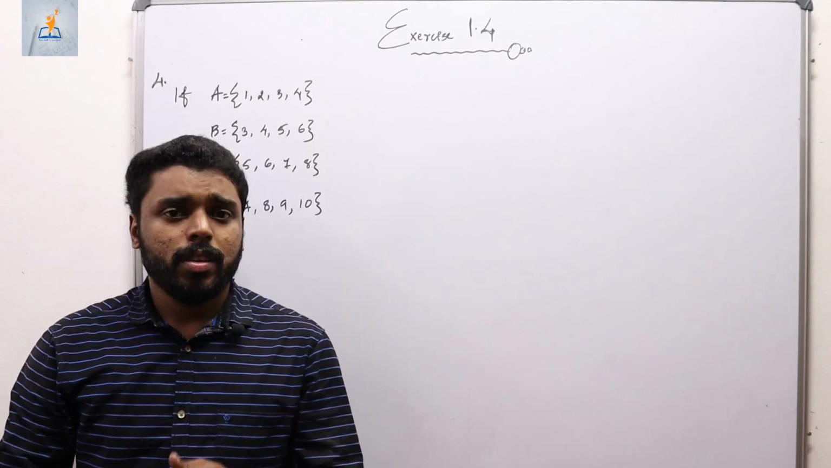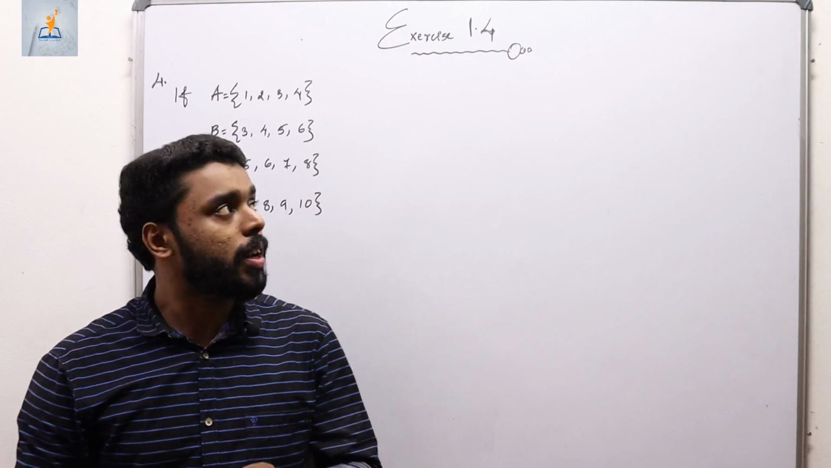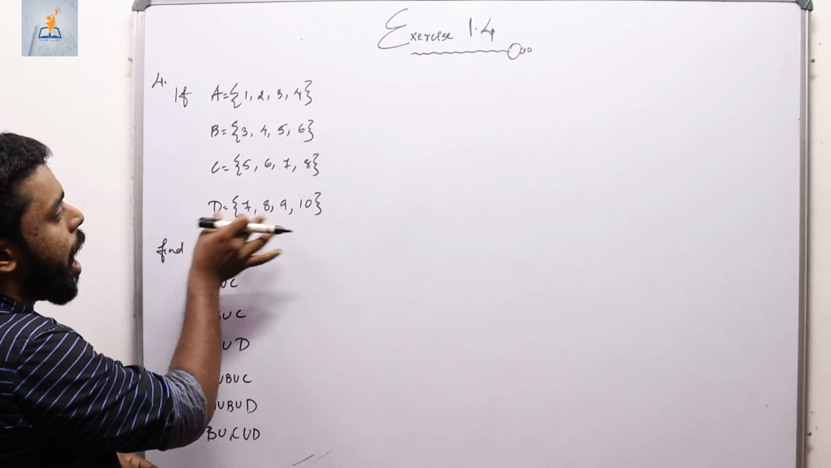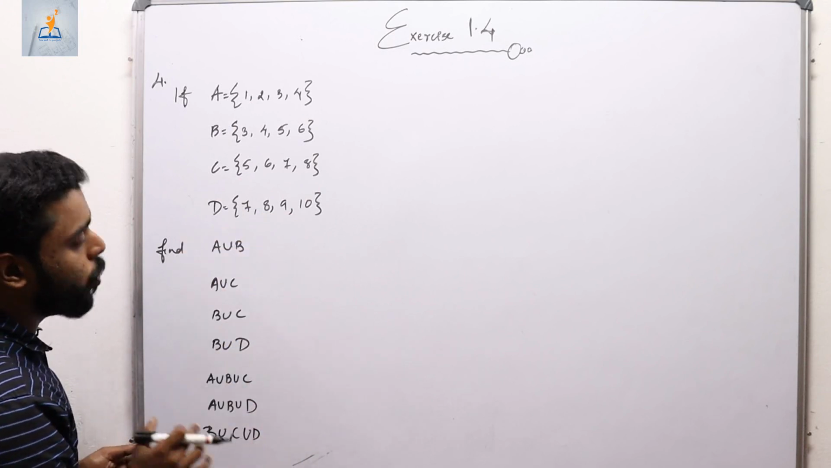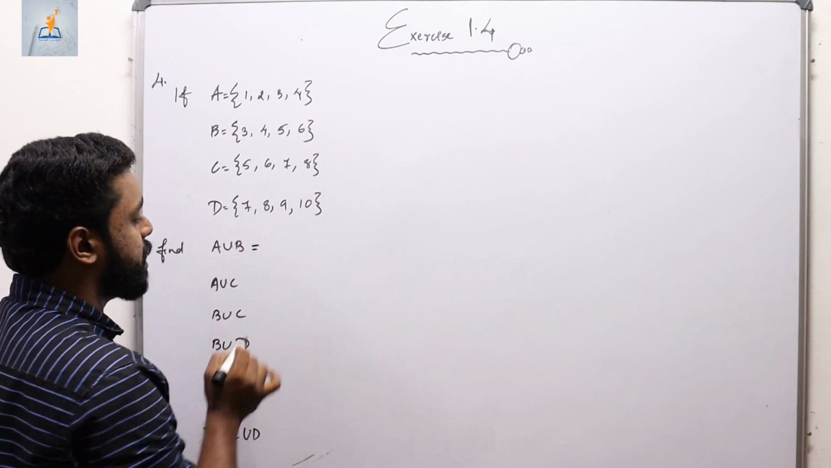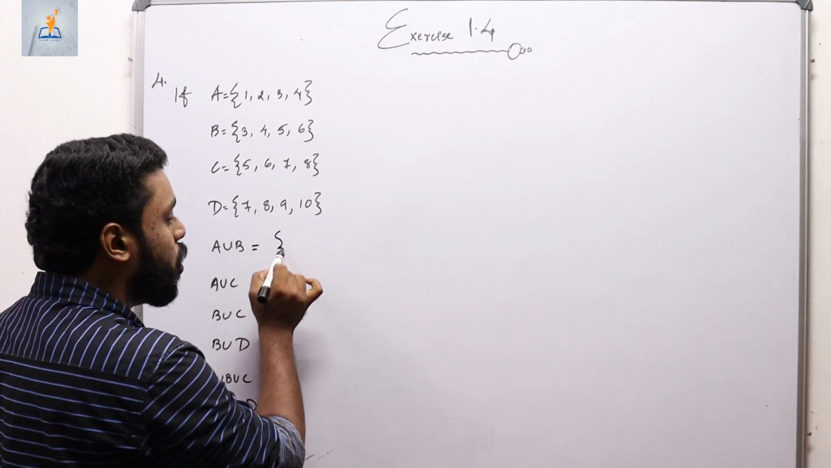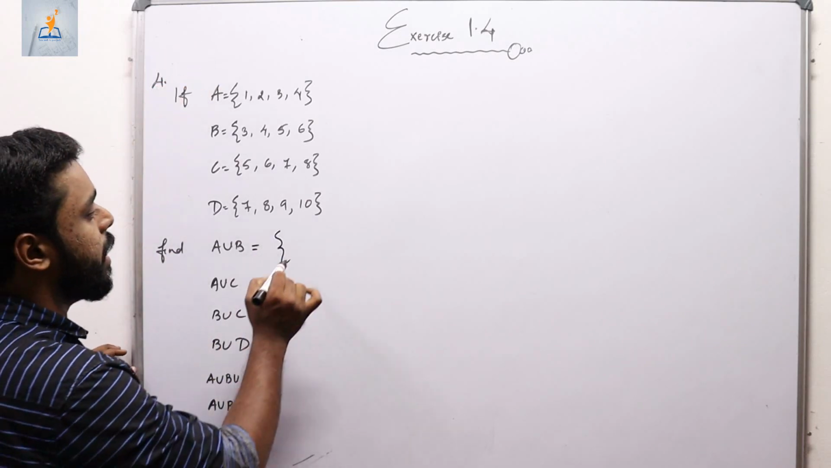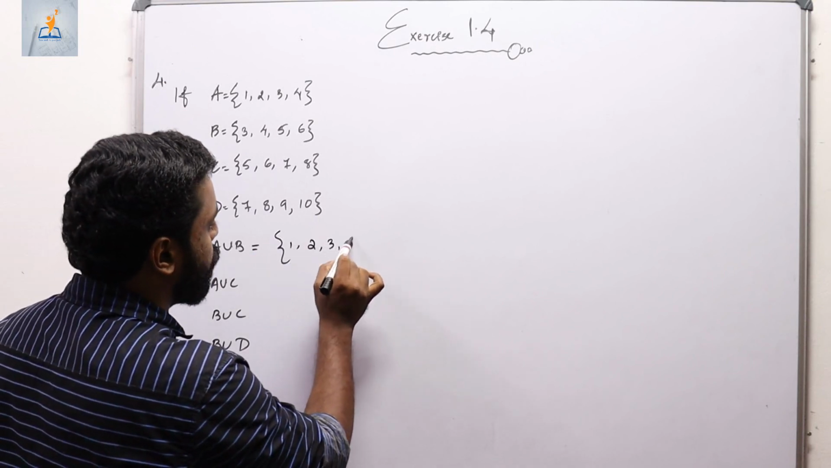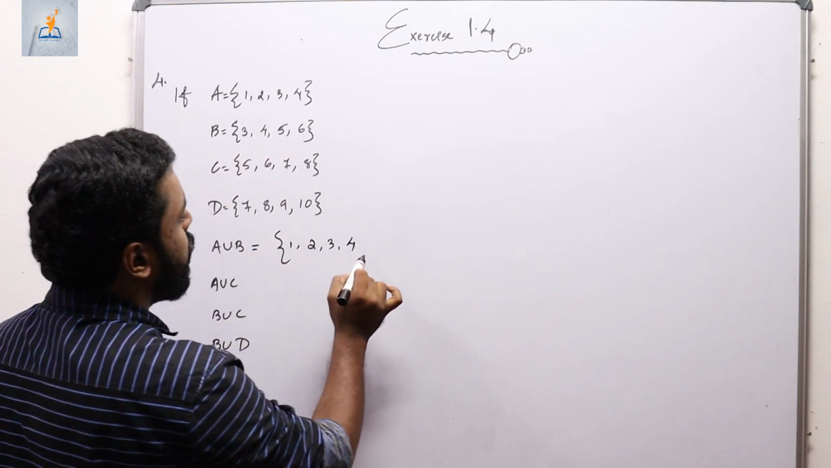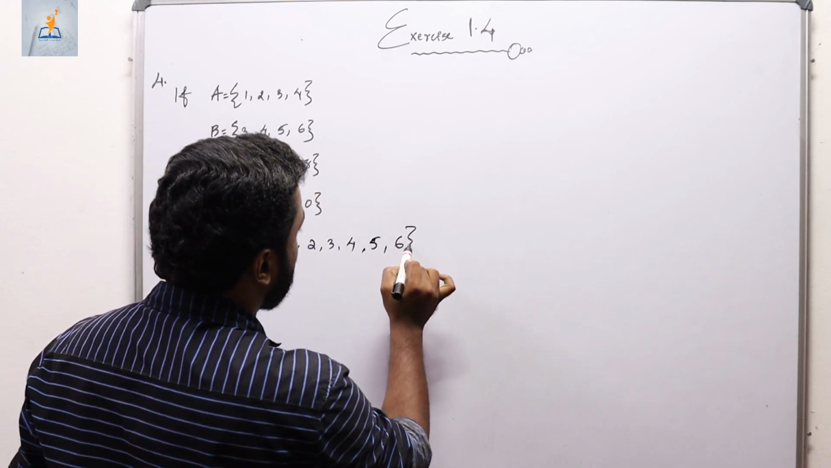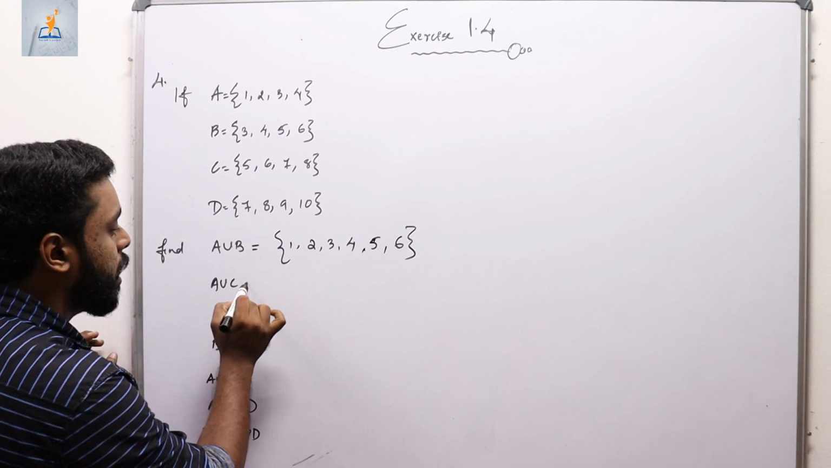Whenever A is a subset of B, A union B will be actually what? B itself. So coming on to the fourth question of this exercise, the question is that A, B, C and D are given, and we have to find out all these things. First of all, let us find A union B. A union B contains all the elements either in A or in B, isn't it? So 1, 2, 3, 4 are in A. Now 3 is already written, 4 is already written, 5 and 6 will be what? A union B.